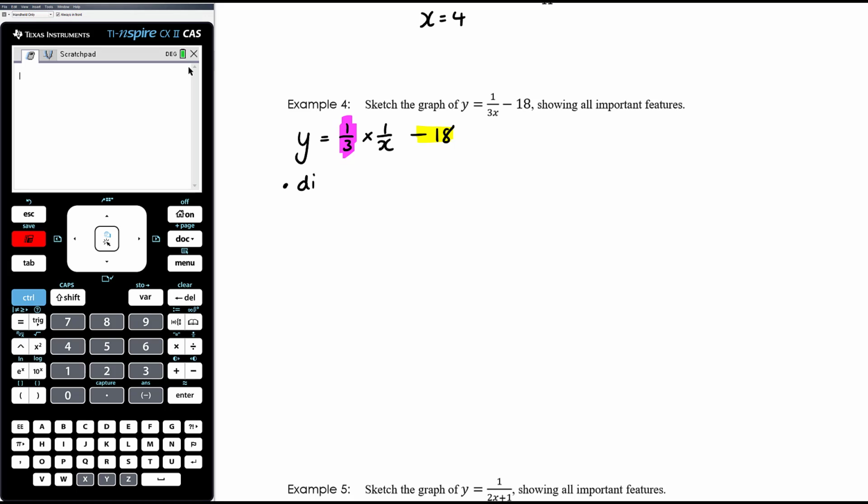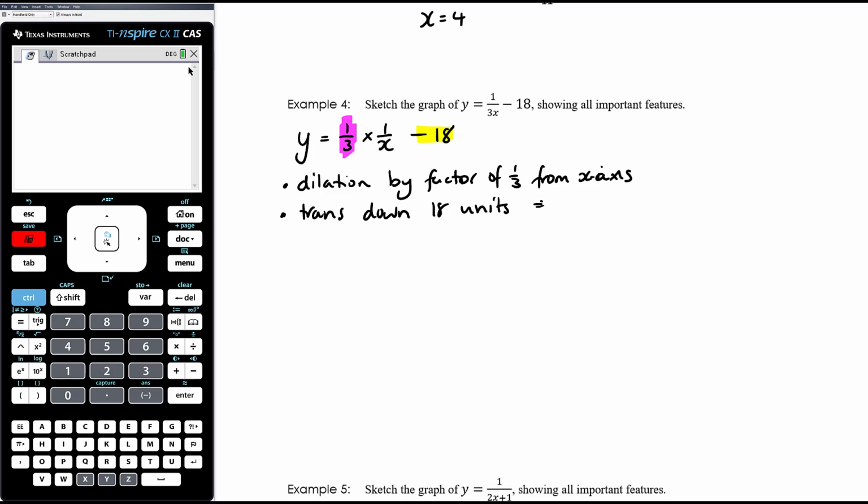So what we have here is dilation by a factor of 1/3 from the x-axis. So that's not really going to change how we draw our graph. It's just technically going to be closer to the axis, but that'll come into it when we calculate points. The minus 18 is a translation down by 18 units, which means that our horizontal asymptote is going to be at y equals negative 18. No translation left or right means that our vertical asymptote will still be at the y-axis, x equals 0.